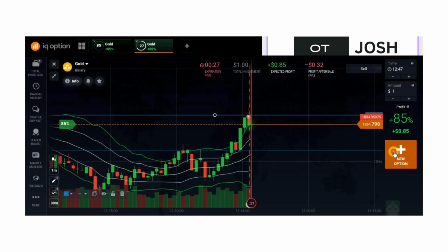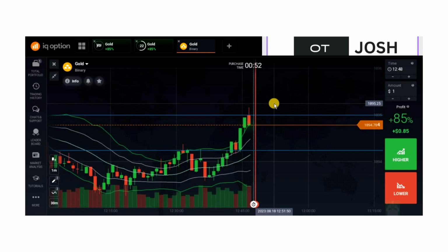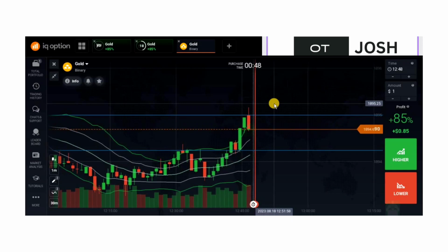So after this we'll go for our last trade and then I'm going to give an explanation of why I took these trades, and hopefully you can learn something from it.